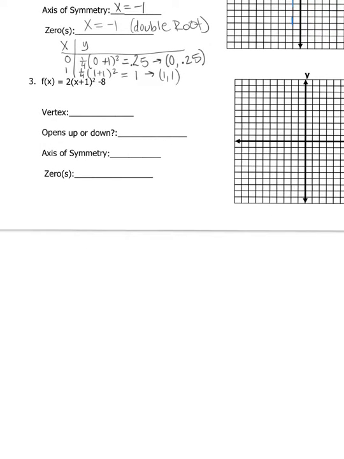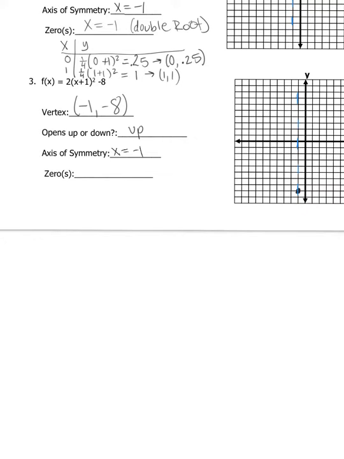I can tell you right now that this guy opens up because he's positive out front, and he's going to be a little bit skinnier than usual because I have a whole number 2 out front. I can also tell you that the vertex is going to be -1 from this value and then -8 from the back value. -1, -8, and he opens up. I know that that point then can be graphed right here, and that the axis of symmetry has to go right through that point. So that means that the axis of symmetry has to be x equals -1.